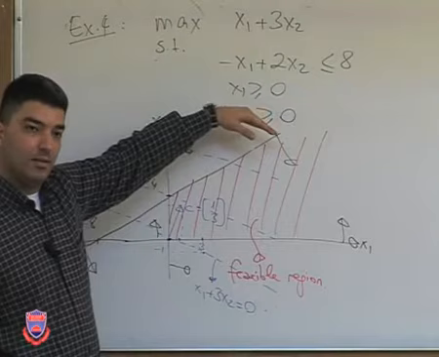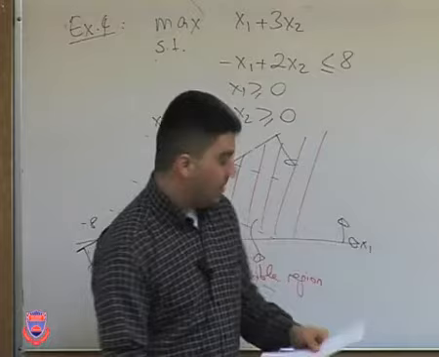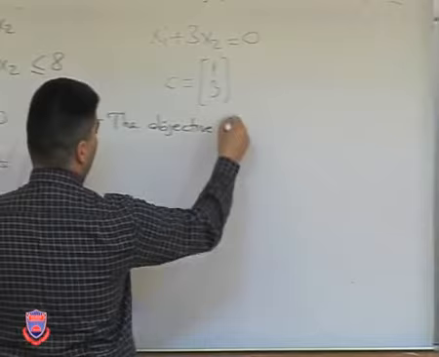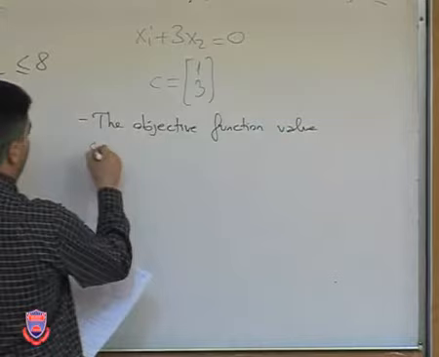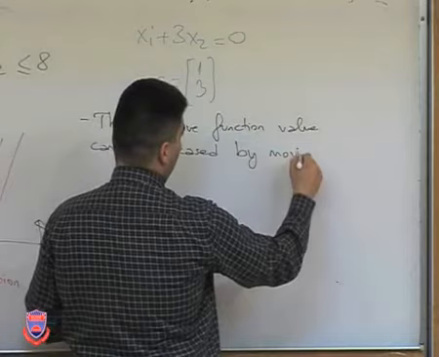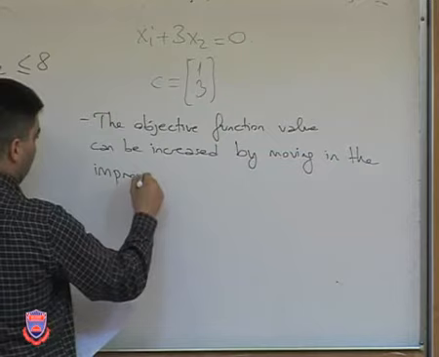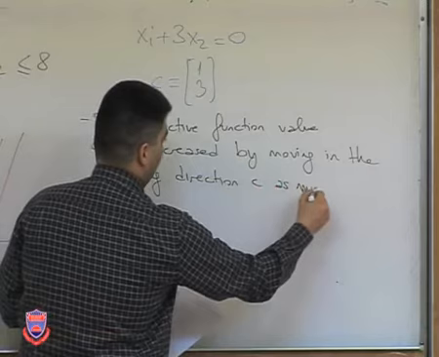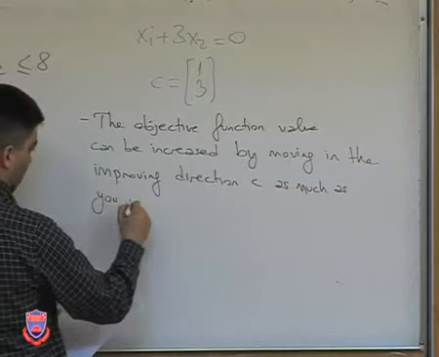Okay? So as a result, this is a sort of strange-looking problem in some sense. The first observation is that the objective function value can be increased by moving in the improving direction C as much as you want, while still staying in the feasible region.